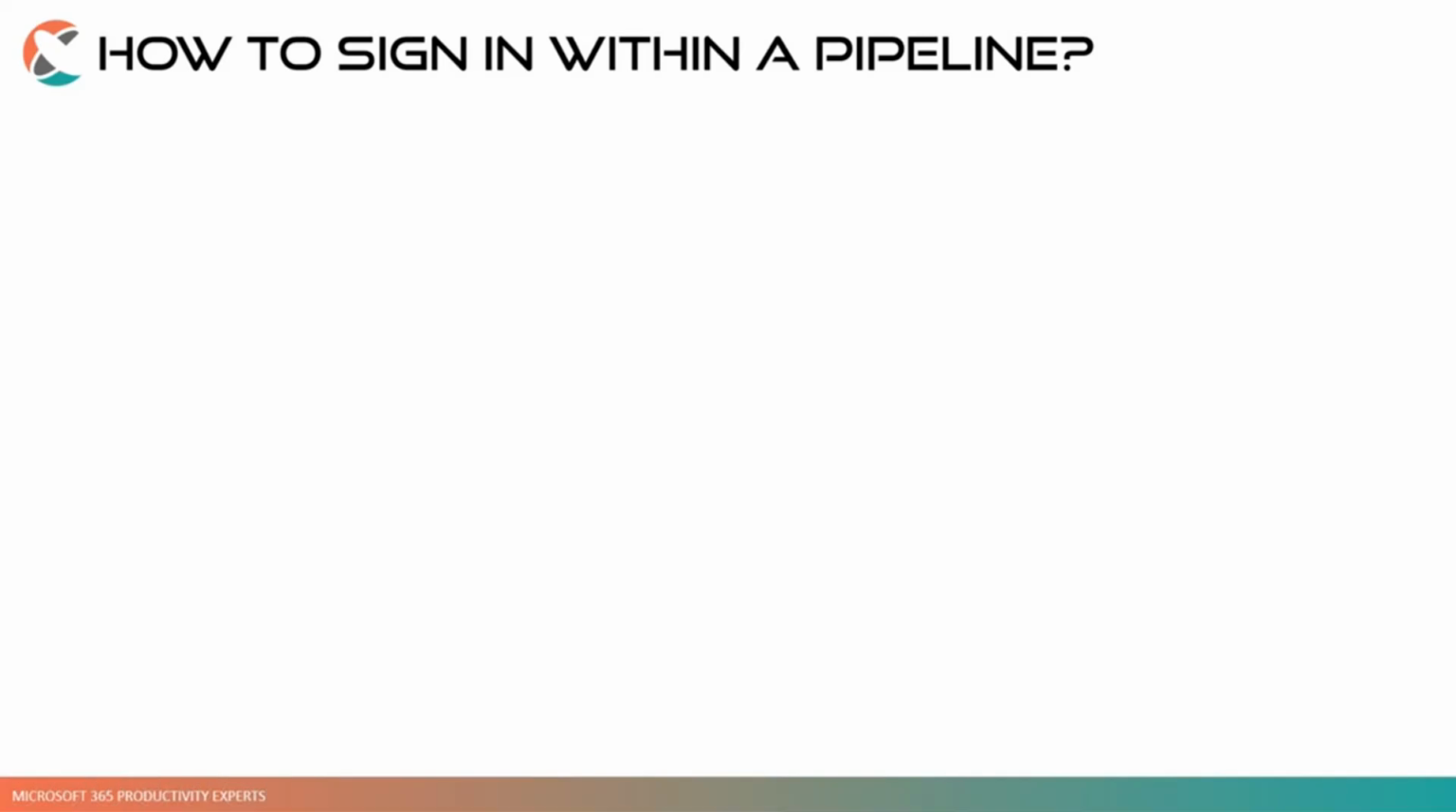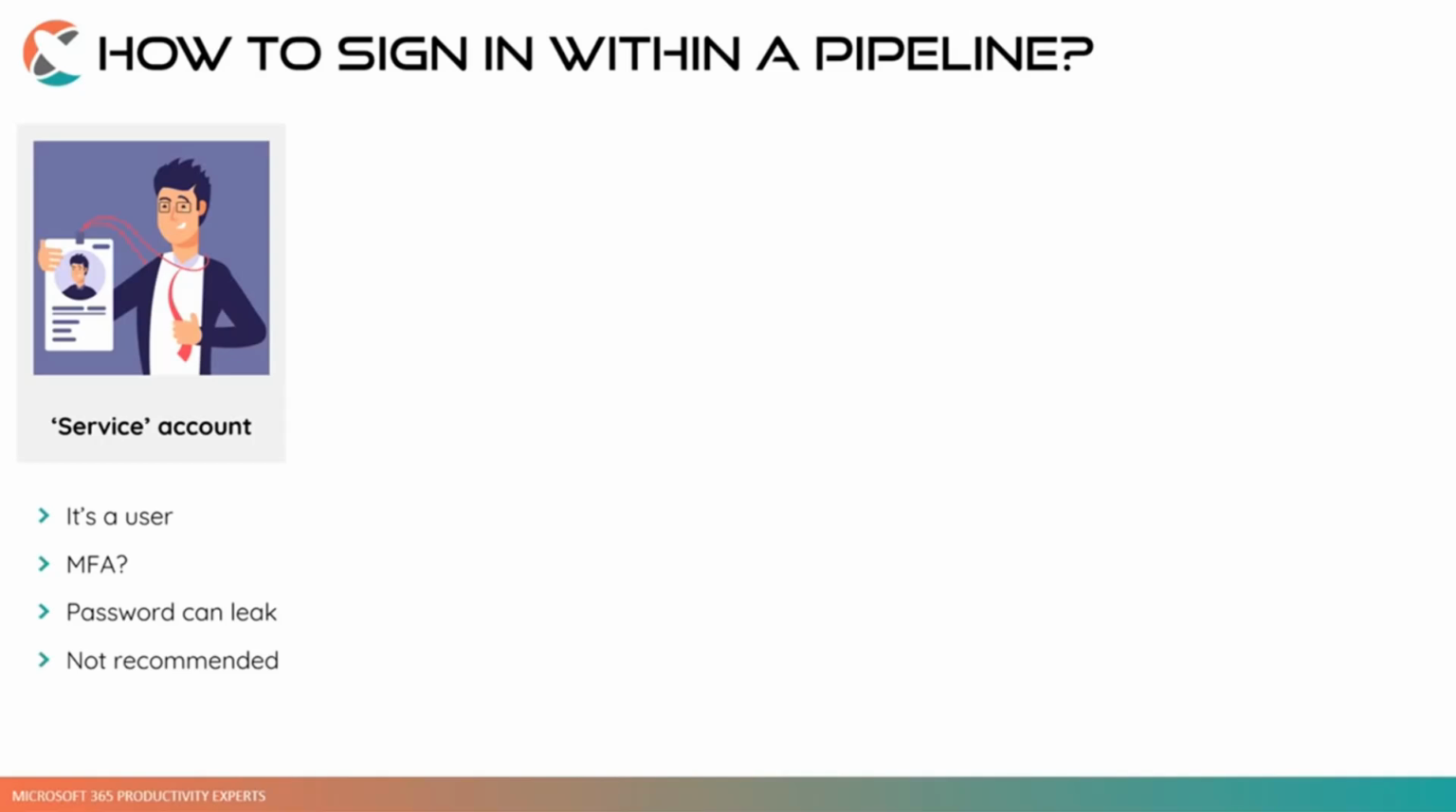So this is the big question, right? How do we sign in within a pipeline? And there are a couple of ways that people generally do it. For example, you could just use a service account, which I think is actually a bit ugly. It's really a user, right? And maybe you would have MFA policies on a user. I really don't like this, and Microsoft surely does not recommend using a user account within a pipeline to do it. But it's possible. Yet you have to save the password to the pipeline, and passwords can leak, right? They can somehow be exposed to other people, and this is maybe not a very nice way to do a deployment from within a pipeline.